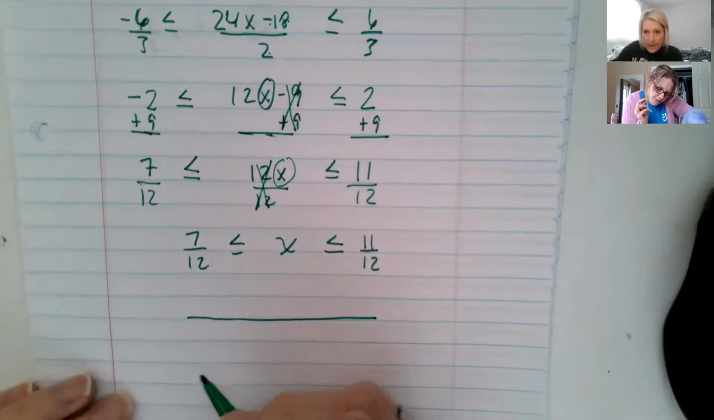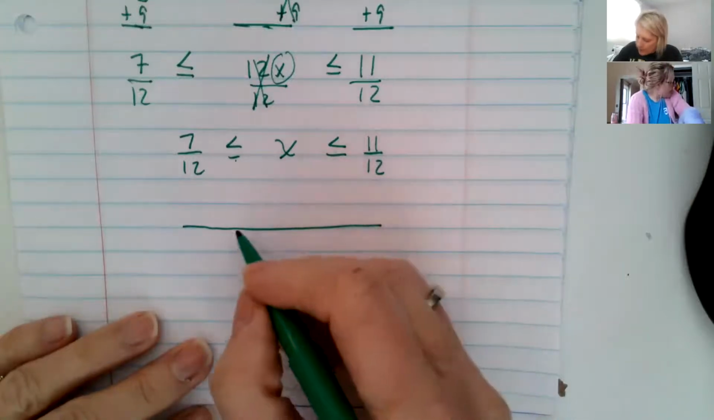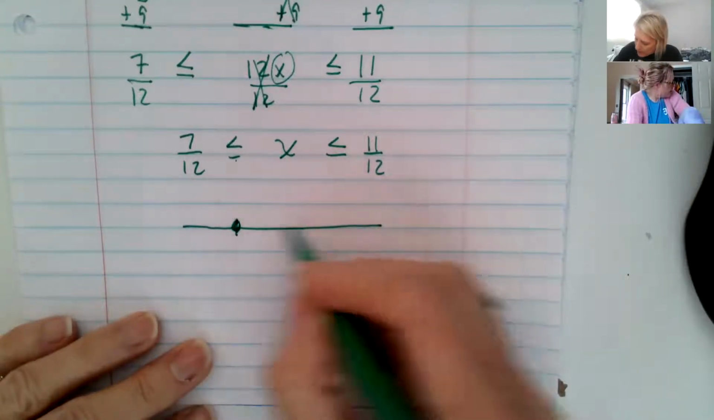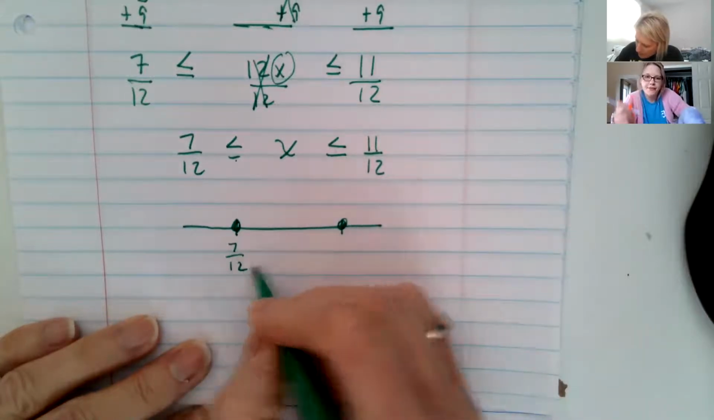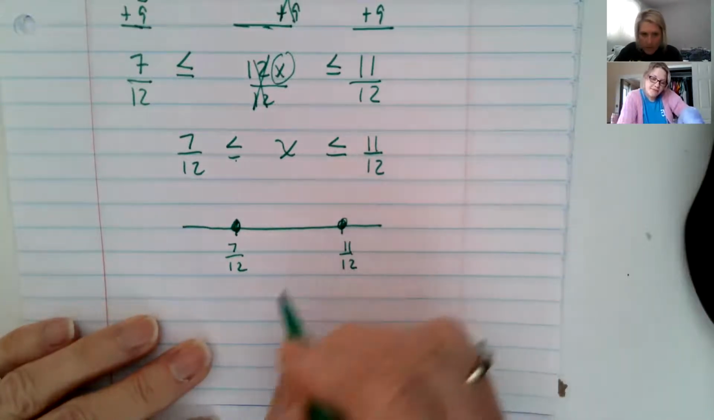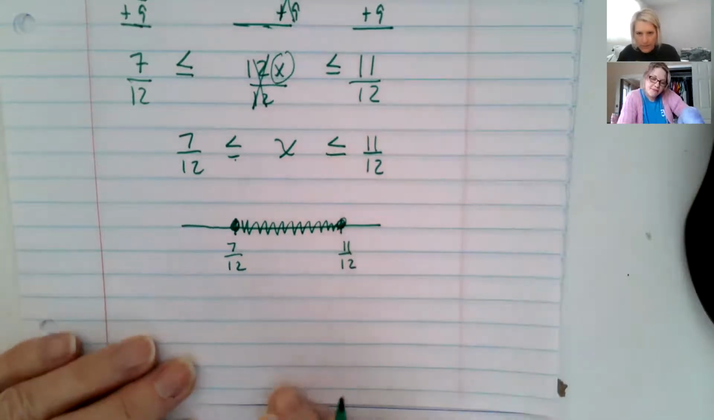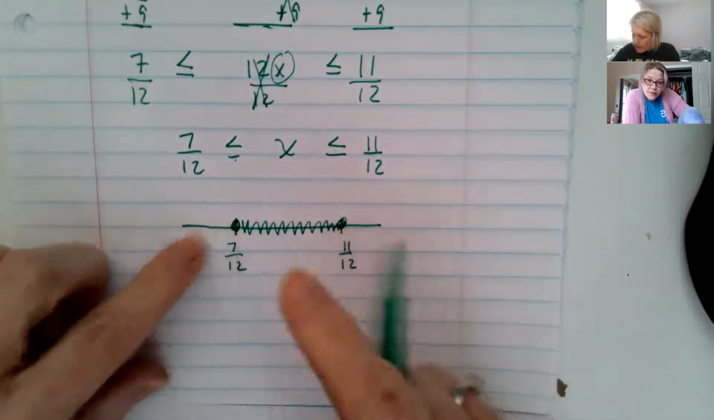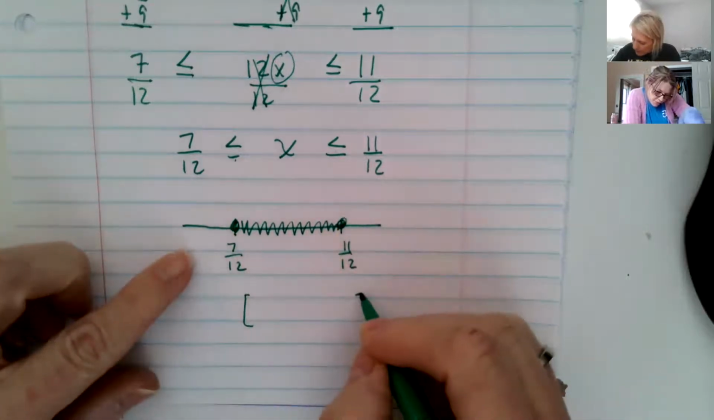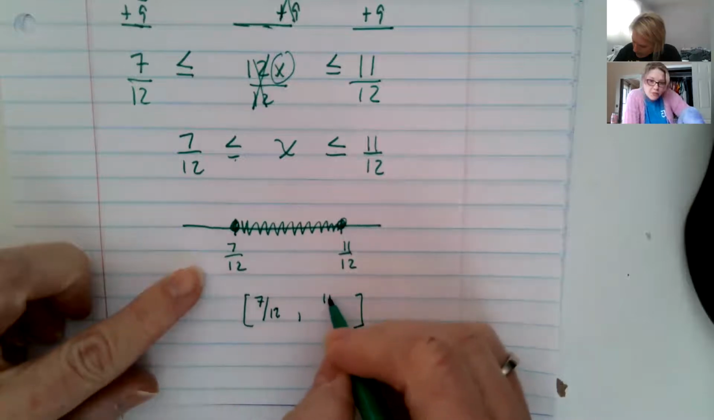And I'm going to do the number line and the interval just for practice. So they're less than or equal to, so that means my breakpoints are going to be colored in circles. And 7/12 and 11/12. And it's going to be shaded in between. And then this makes my interval really nice because they're both shaded in. So I'm going to have brackets around both. And so 7/12, comma 11/12.